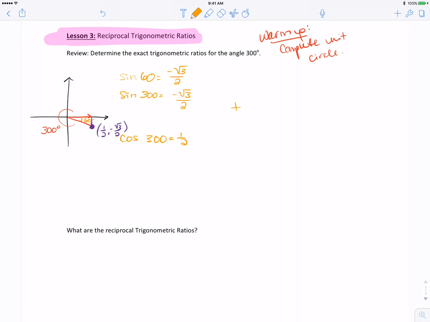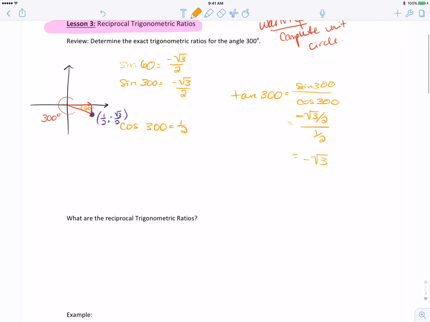And the very last thing it's asking me for is the tangent of 300, which remember is going to be the sine of 300 divided by the cos of 300: negative root 3 over 2 divided by 1/2. Nice, the 2s cancel out, and I get, oh, don't forget that negative sign, negative root 3. So those are my tangent ratios. Remember, that's my first special triangle that we talked about with that 60-degree reference angle.